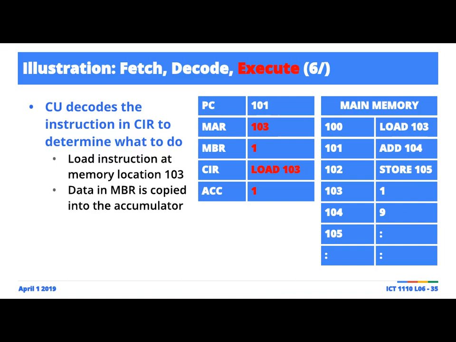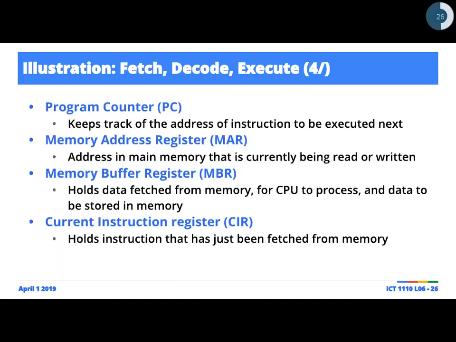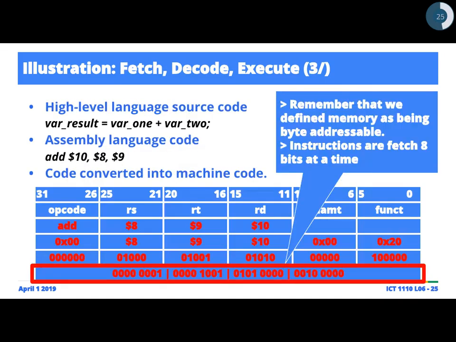So when you're pulling things from memory, you're pulling 8 bits at a time. When you're going through this fetch, decode, execute cycle, and you go and fetch things from memory, you're doing it 8 bits at a time, right? Because you're doing it 8 bits at a time, for an instruction like add $10, $8, $9, which is one word, is 32 bits.